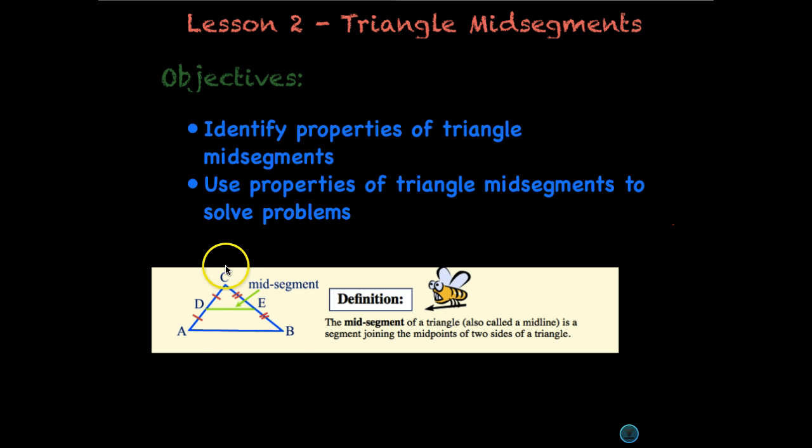Same with this side here, CB. Notice the two congruency marks compared to the two. That means that this portion, CE, is congruent to the bottom portion, EB. So again, this midsegment is bisecting CB, or it is at the midpoint of CB.